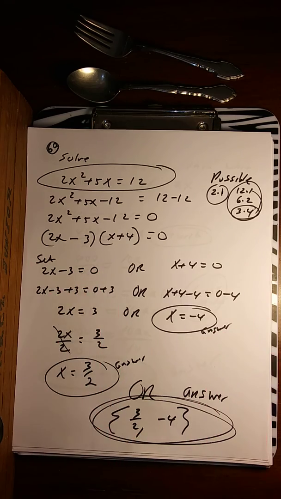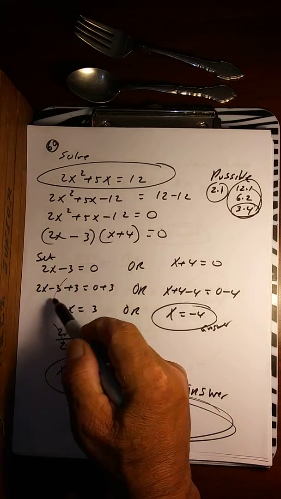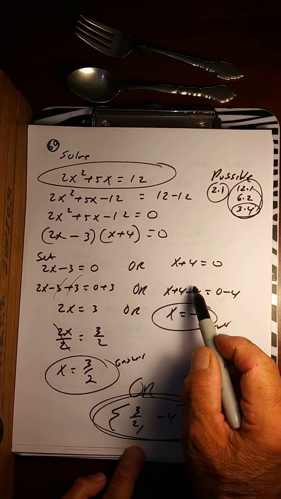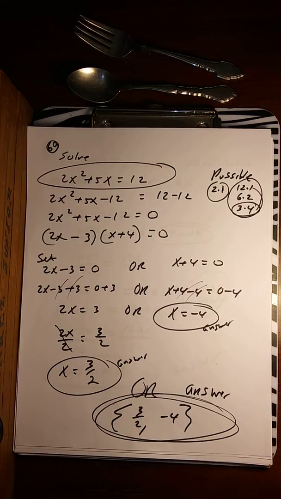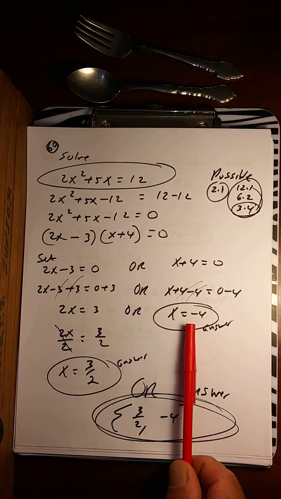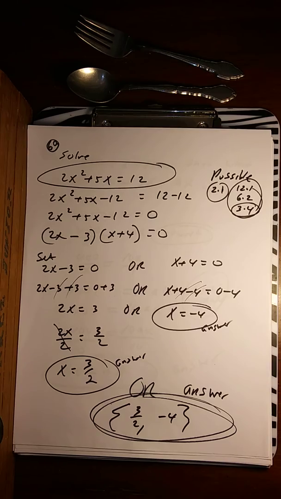Solve, add 3 to both sides. These are gone. So what is 2x? Divide by 2, 3 halves. And these ones are gone. So we have x equals negative 4. So we have 3 halves and negative 4. 3 halves and negative 4.